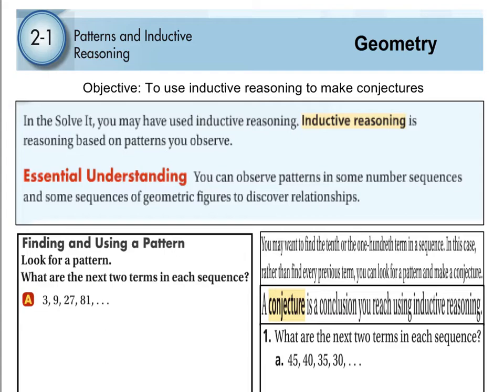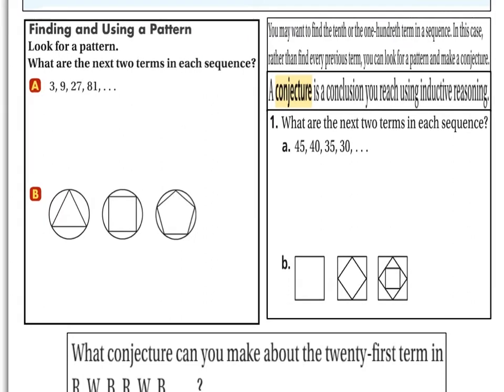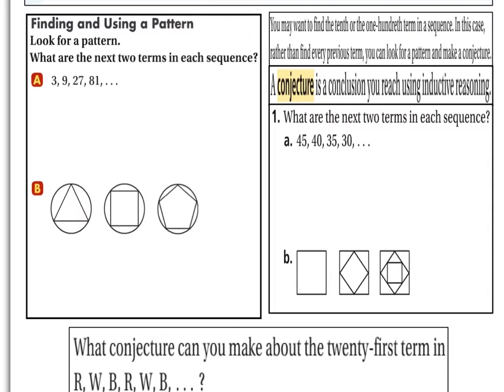What's going to happen in this section is you're going to look at a lot of examples of patterns and see if you can conclude what your next few numbers are, and also decide what's happening in each sequence. For example, let's take a look at letter A. In letter A, we go from 3 to 9 to 27 to 81, and we want to figure out what the next two numbers would be.